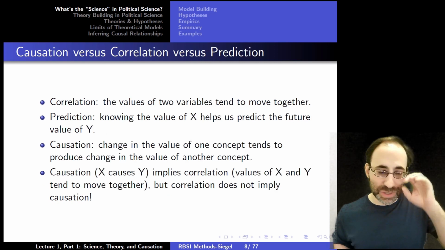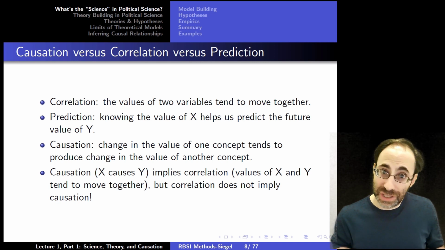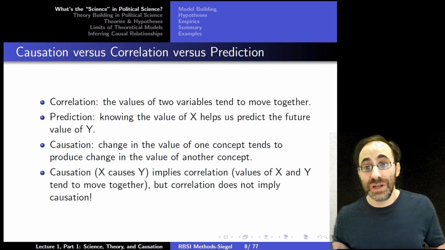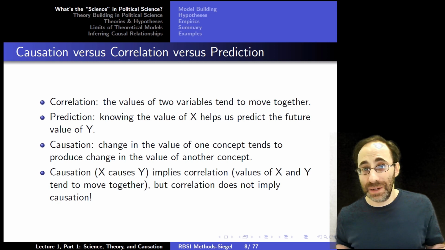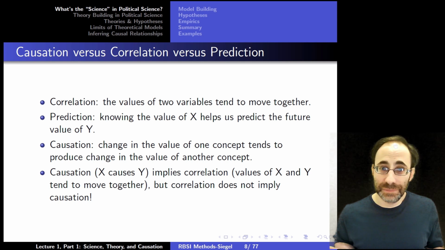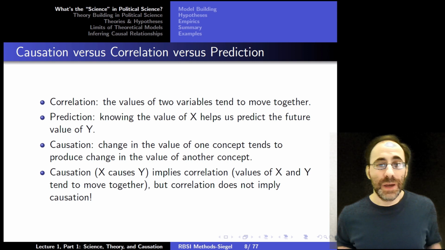Okay, but we could use a couple more definitions to make things a little clearer. So again, correlation means the values of two variables tend to move together. So when X gets bigger, Y more often gets bigger, right? Or when X gets bigger, Y more often gets smaller, right? These are all correlations.